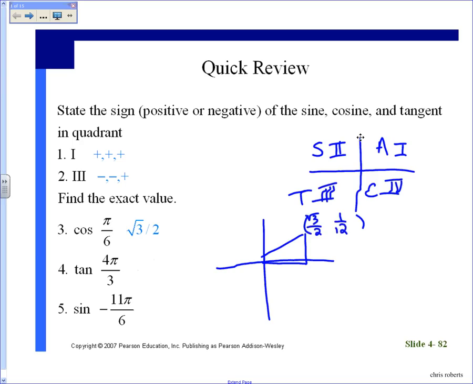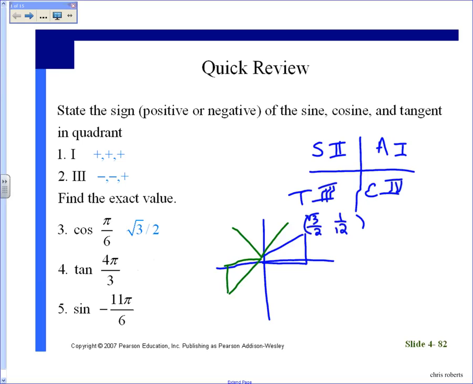For 4 pi over 3, well, you can think about where that might be. For the over 3s, pi over 3 would be about 60 degrees. So for 4 pi over 3, we're going to have 1 pi over 3, 2 pi over 3 would be somewhere over here, 3 pi over 3. 4 pi over 3 is going to put us down here in the third quadrant.